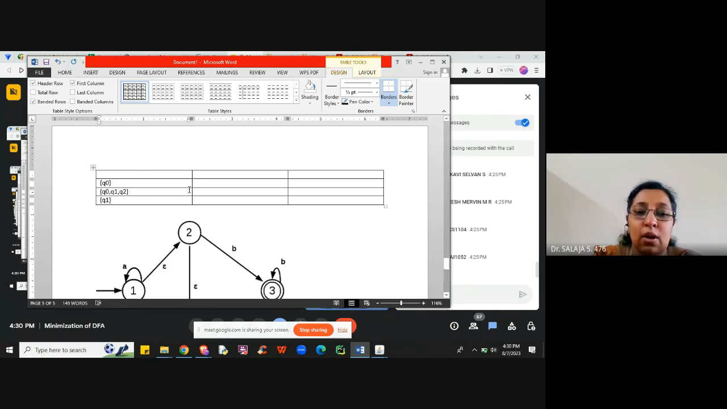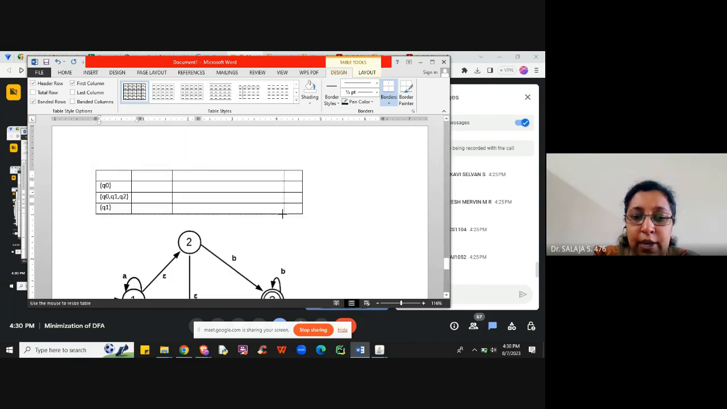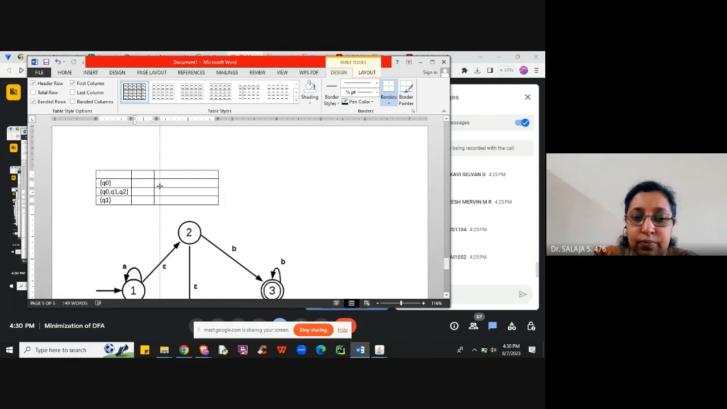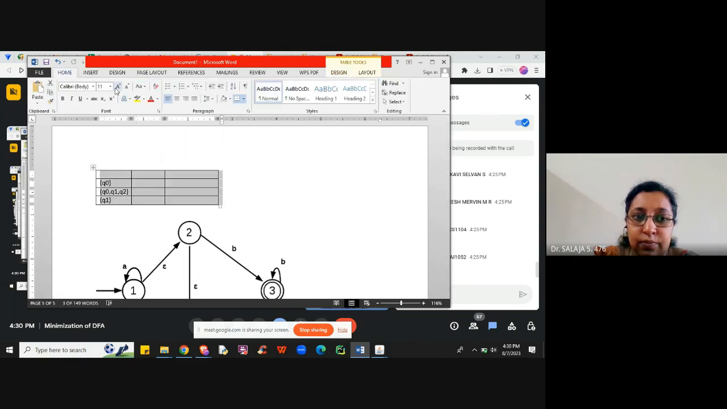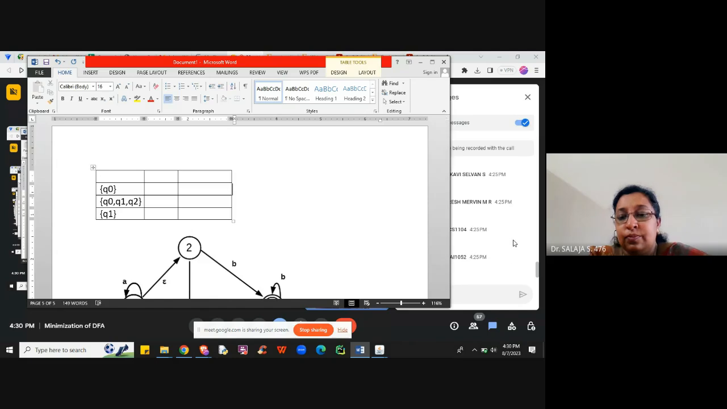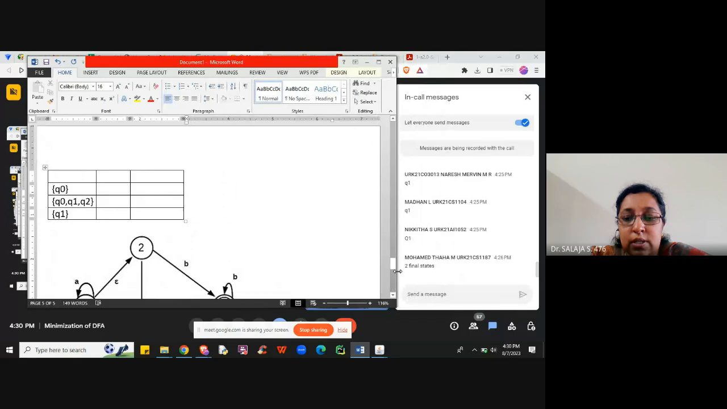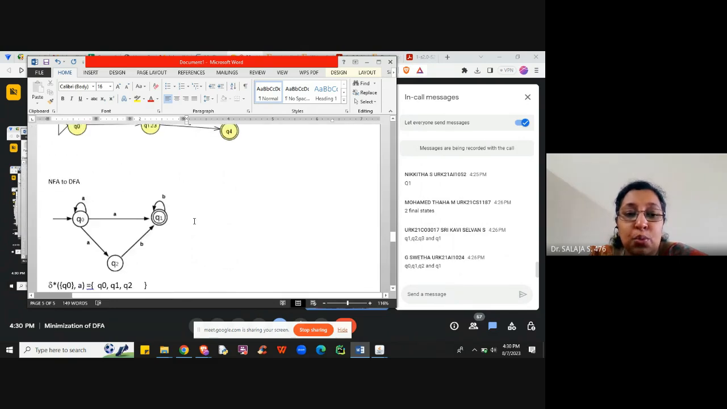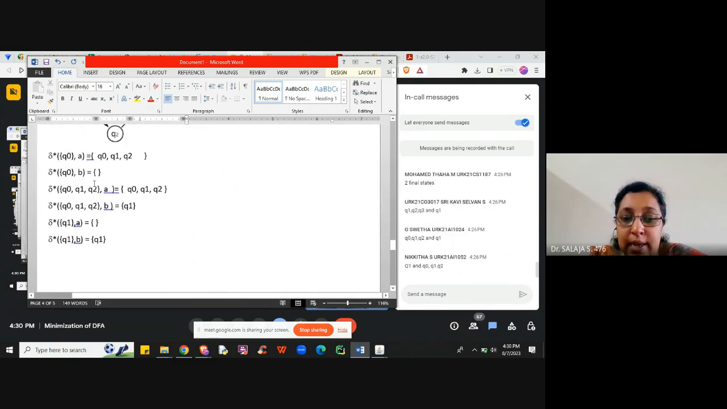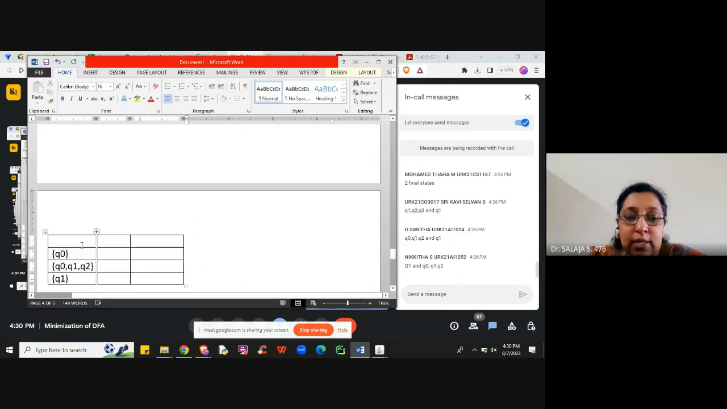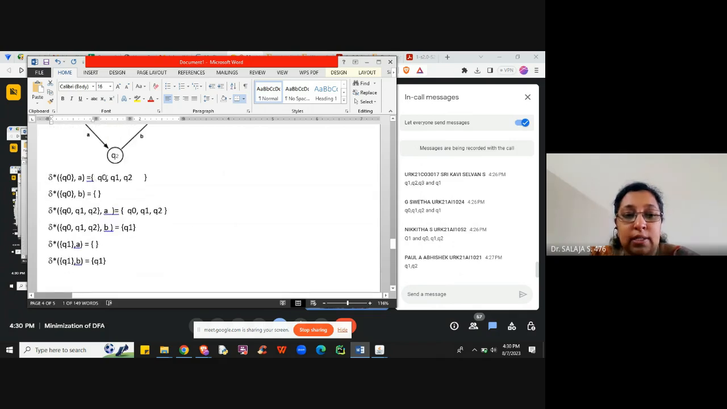Now tell me which are all the final states. Among the three states of the DFA, which are the final states? Okay, you have two final states because Q1 is the final state here. Whichever state has got Q1 will act as a final state. So you have two states which act as the final state. Now we'll go on filling the transition table.